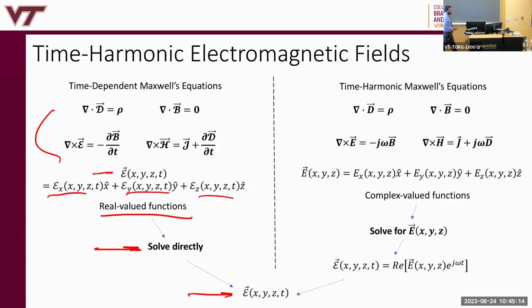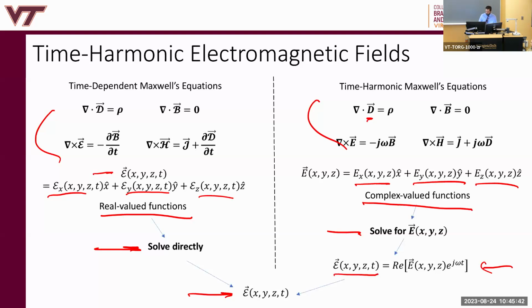But now, if we instead use this other domain, with all straight letters here, I can solve for functions of space only, E of x, y, z, not time. But these are complex-valued functions. I solve for E of x, y, z, and then I need to go back to the real domain using this construct: the actual vector field is equal to the real part of the vector field I solved through these Maxwell equations multiplied by e to the j omega t.